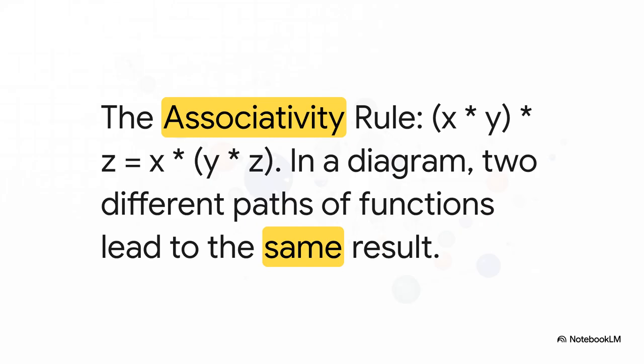So let's take that associativity rule. We all know x times y times z is the same as x times y times z. In this new language, we can draw this rule. Imagine you have two different paths to get from point A to point B. One path is doing x times y first. The other path is doing y times z first. The rule of associativity just says, hey, both of these paths have to lead to the exact same destination.